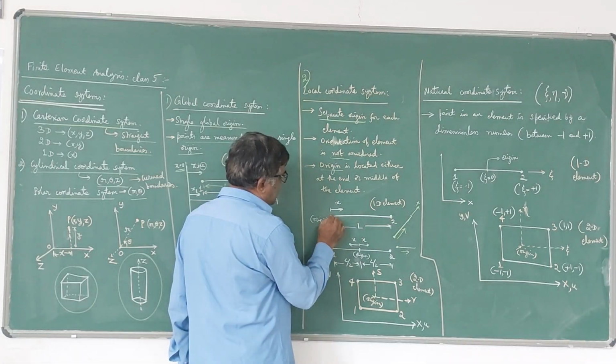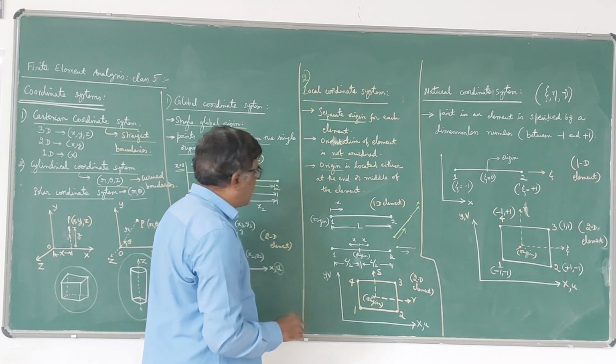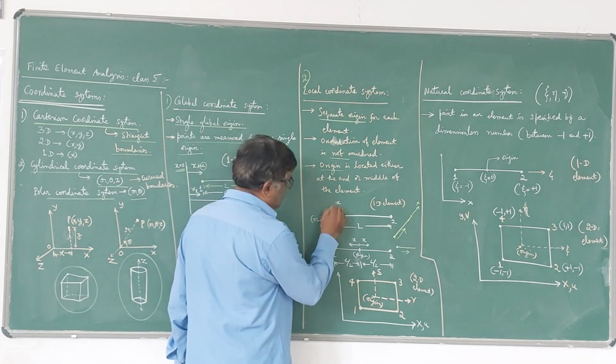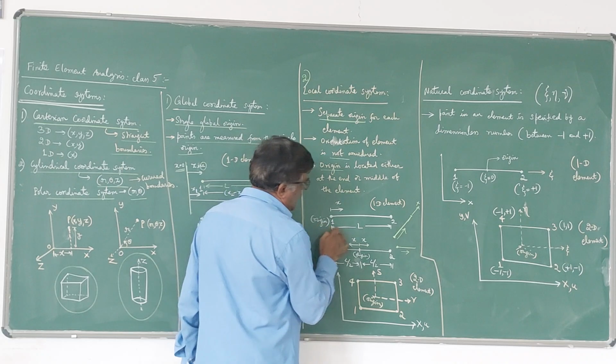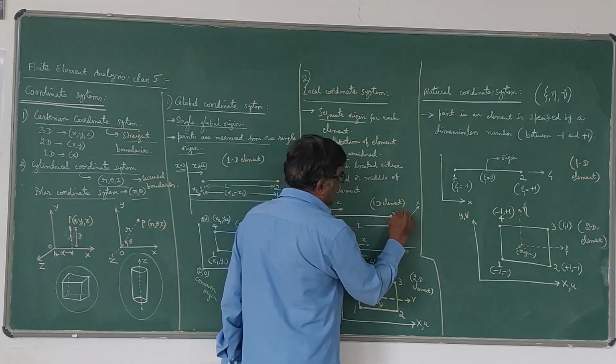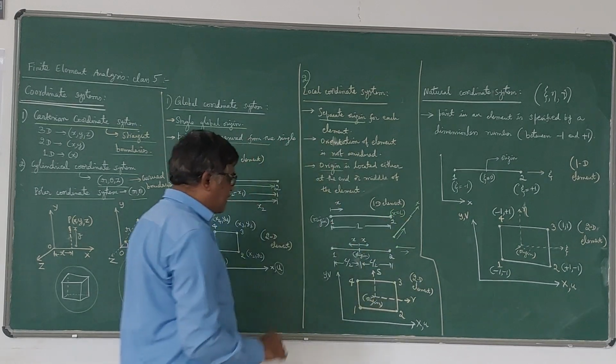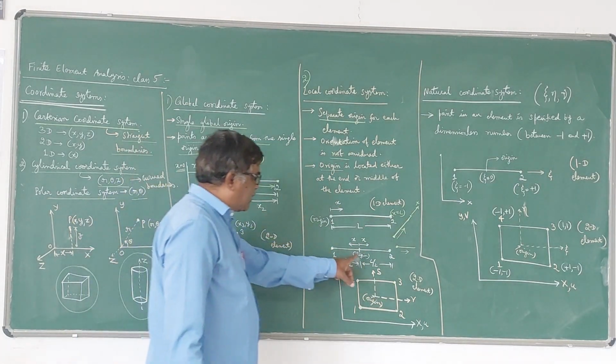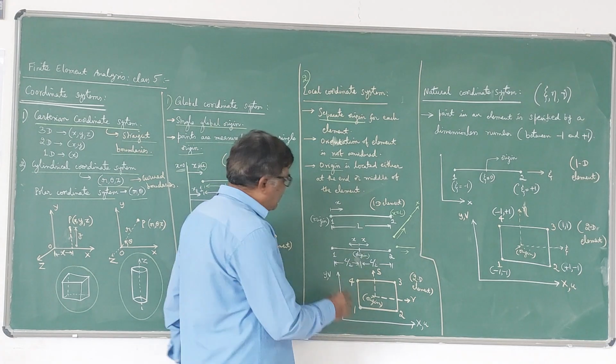I can take this node 1 itself as the origin, that means x is measured from this one only. So if you take the length of the element as L, then x is equal to L here at node 2. That is the meaning of that. So if you take the midpoint as the origin, then what happens?